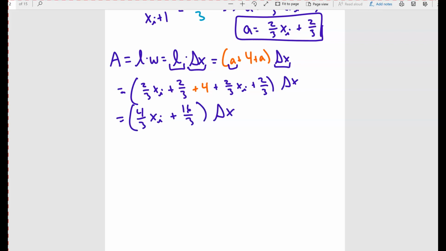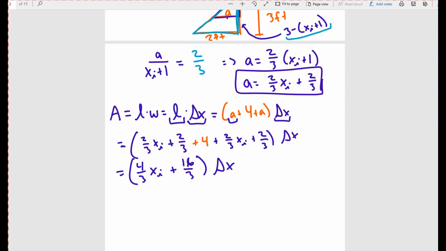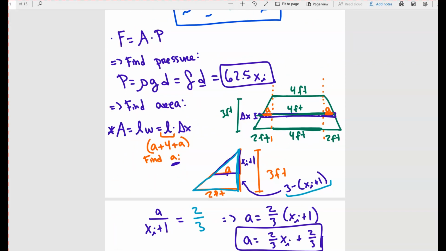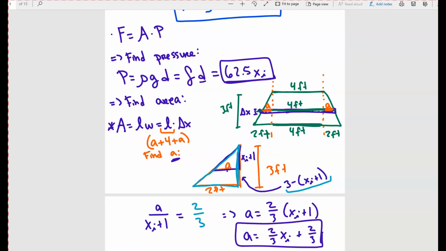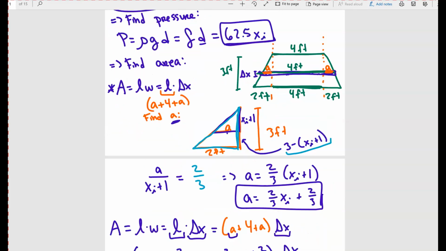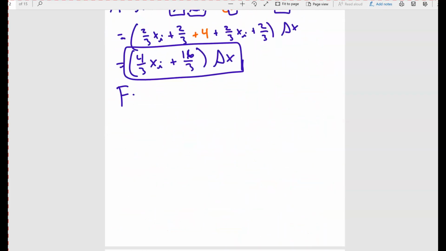Okay, all right, so now that I have my area, I finally got my area. Here's my area of that little strip. We also have our pressure. Now we are ready to plug it into our force. So force is equal to the area times the pressure of this particular strip. This is just one little strip. So the area in this case is going to be this guy, 4/3 xi plus 16 over 3 delta x, and then times my pressure.